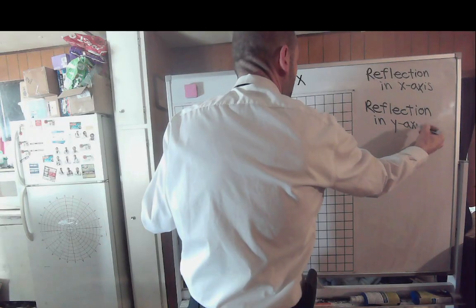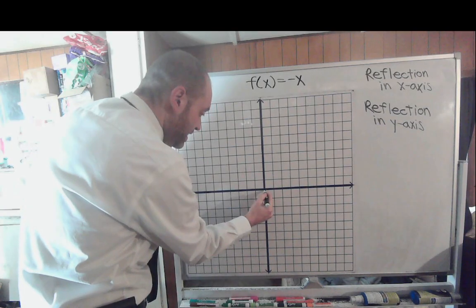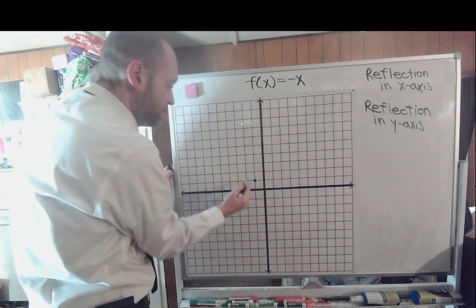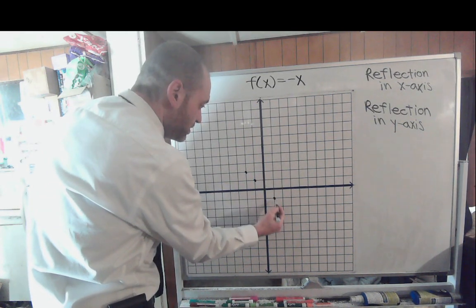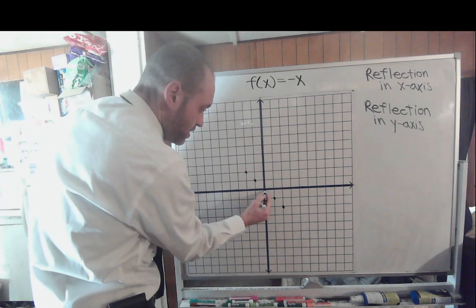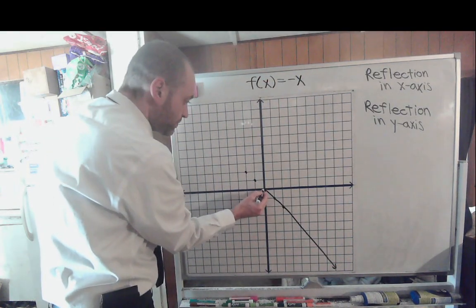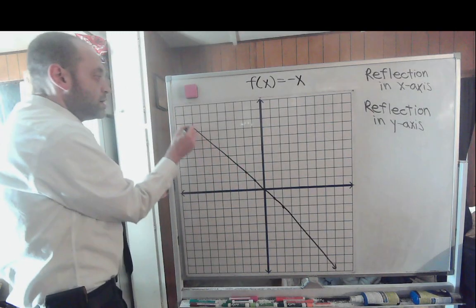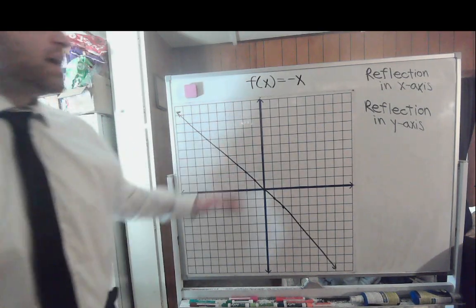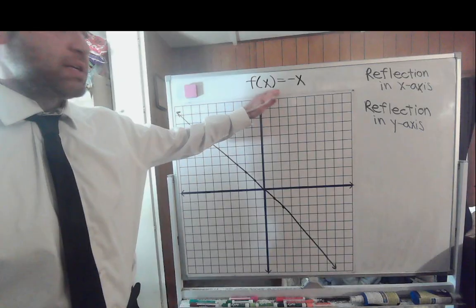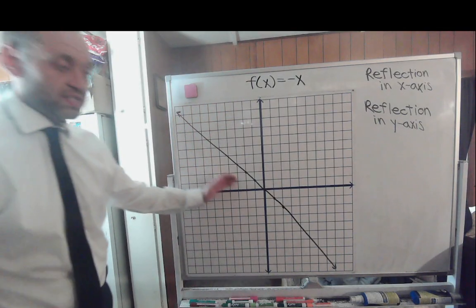So now let's just graph f of x equals negative x. At 0, 0. At negative 1, you'd be up at positive 1. Negative 2, you'd be up at positive 2. 1, you'd be down to negative 1. 2, you'd be down to negative 2, and so on. So there is my graph of f of x equals negative x. I have literally taken the graph of f of x equals x. I have reflected it in the x and y axis both, and you can see that here.